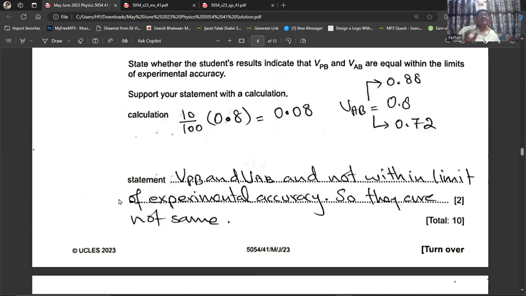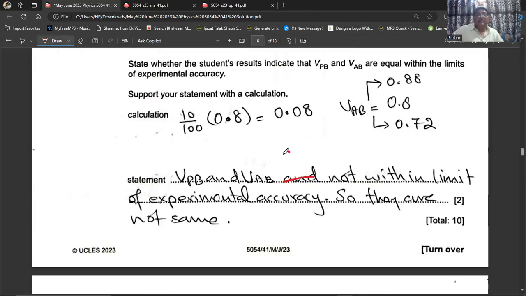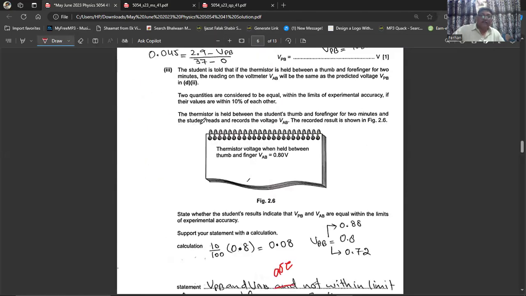So it means that the value of the VPB and the VAB are not within limit of experimental accuracy. This word is "are not". So they are not same. I hope you understand. This is how it has been done.